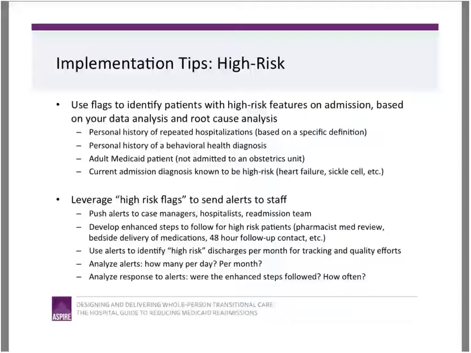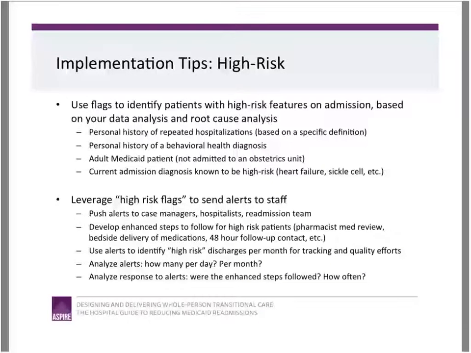So that flag might contain a trigger for a patient with a prior history of multiple hospitalizations. It might be a patient who has a personal history of a behavioral health comorbidity. It might be a Medicaid patient because you know that your Medicaid patients are at high risk of readmission. It could be a condition of high risk, such as heart failure, sickle cell, etc. So there are many different ways to flag patients that you know belong in a population that has a higher than average risk of readmission.